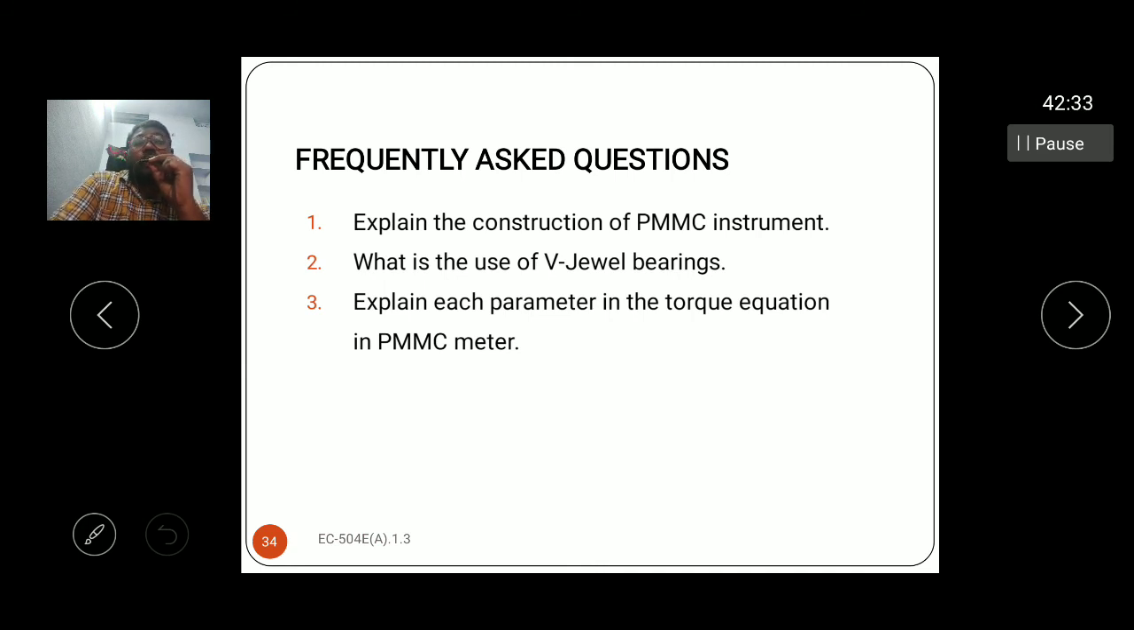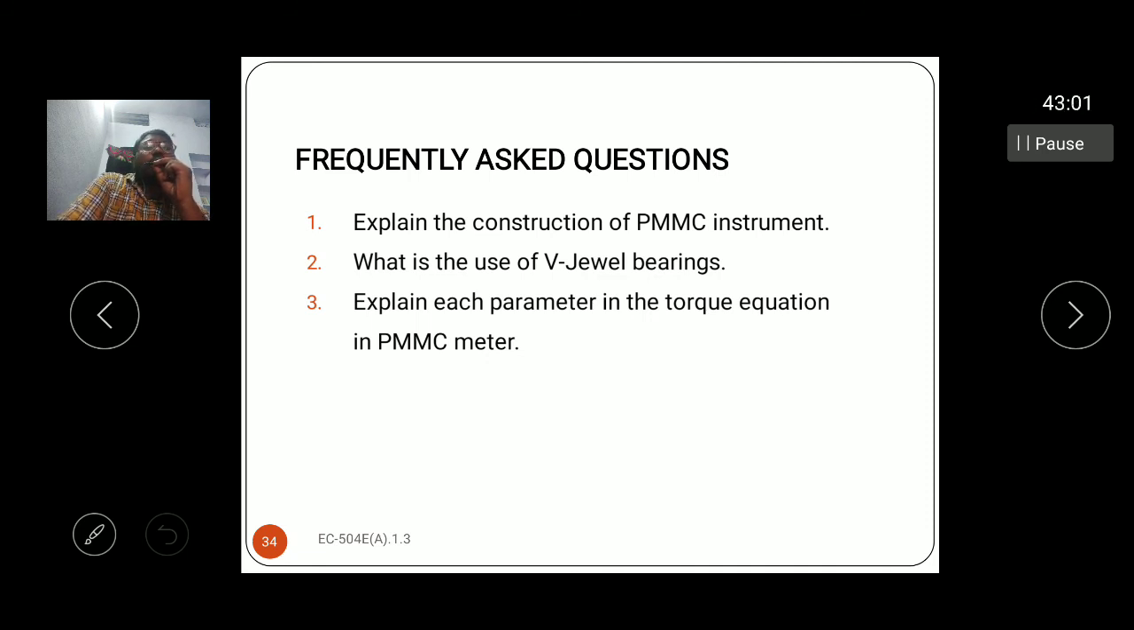And one more important thing is the springs. What is the use of the springs? The springs are used to control and carry the current in the PMMC meter. And what is the use of jewel bearings? The jewel bearings are used to provide and maintain the smooth moving of the spindle and aluminum base.